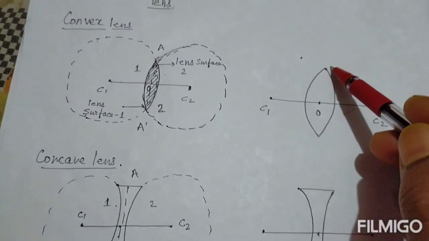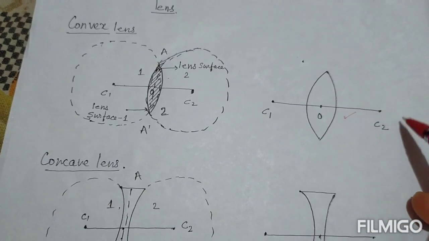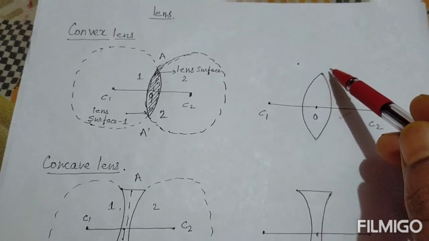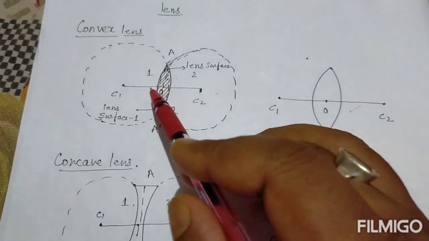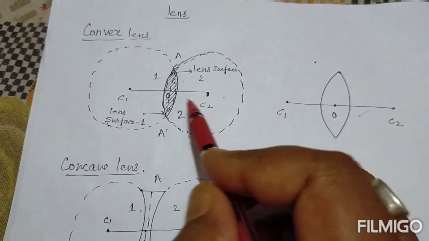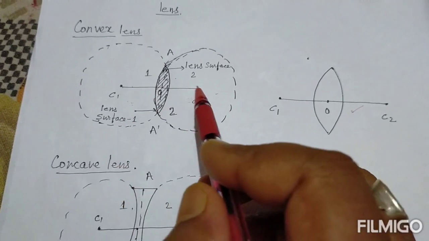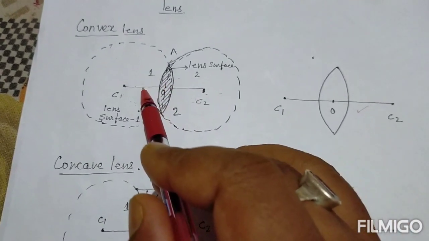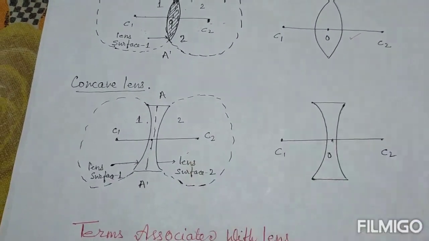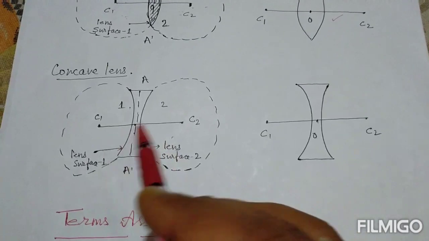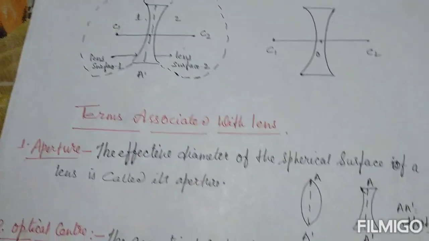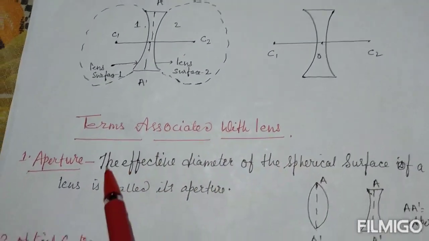If we imaginarily produce this line, this spherical line, it will take the form of a sphere like that. So based on the spherical surfaces, a lens has two centers of curvature. A lens has two radii of curvature. Similarly, a concave lens is also part of two spheres. Now we will see terms associated with lens one by one.